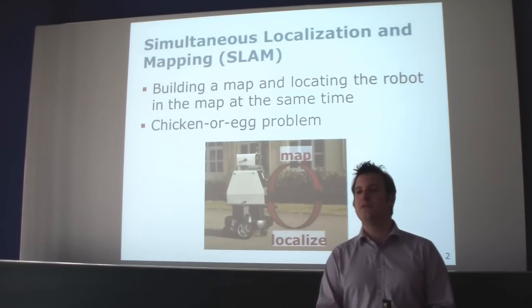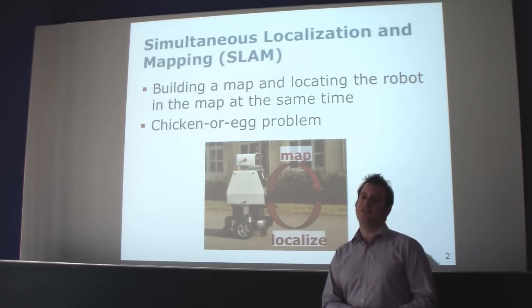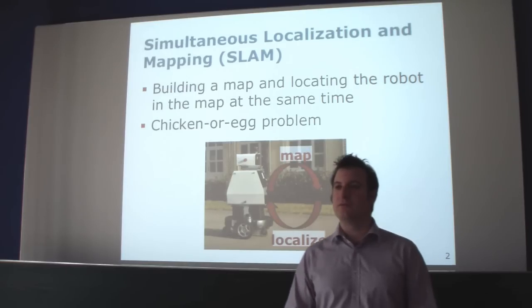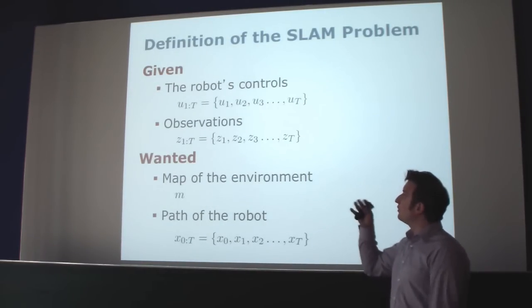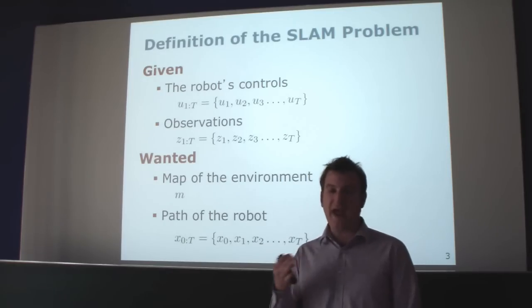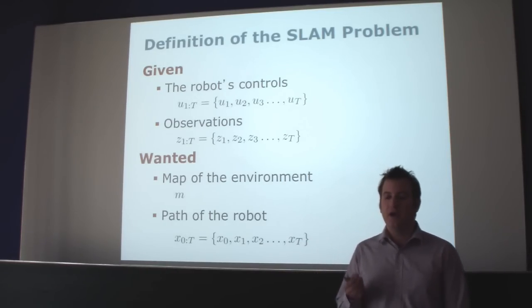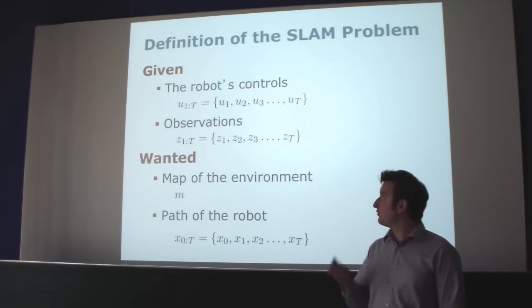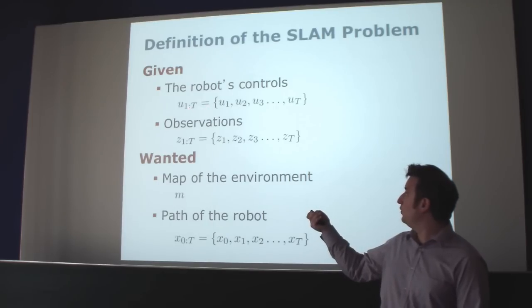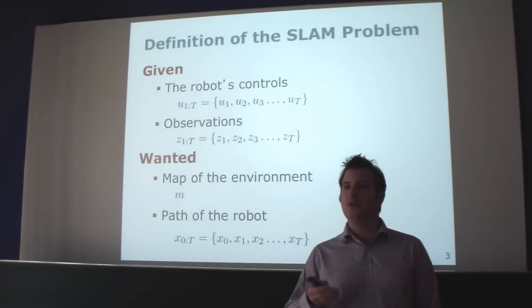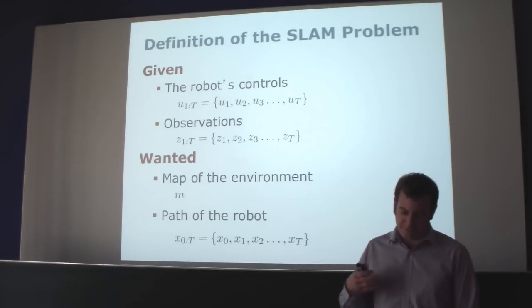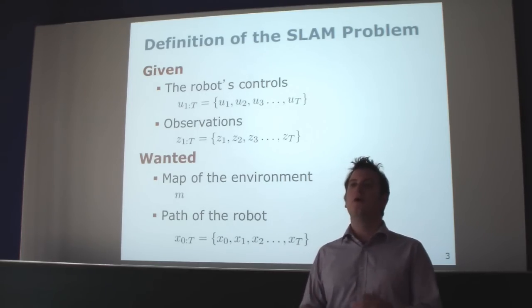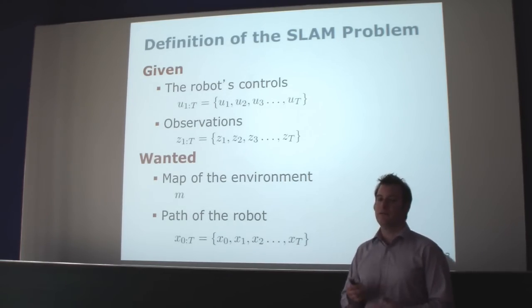You need a good pose estimate in order to build a map, and at the same time, you need a good map in order to localize yourself. So if we look at the question, what do we have? What do we want to estimate? What is given to us are the controls of the robot, U1 to UT, which are the odometry commands, for example, or the controls that have been sent to the robot, or the odometry readings from our encoders.